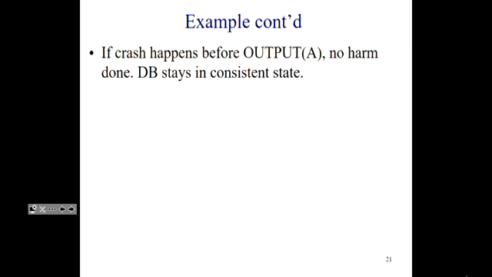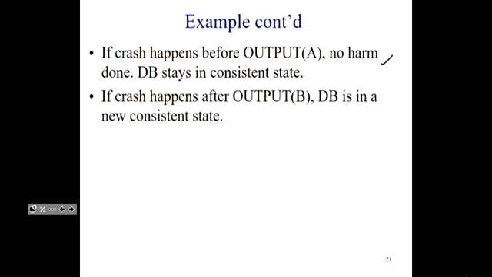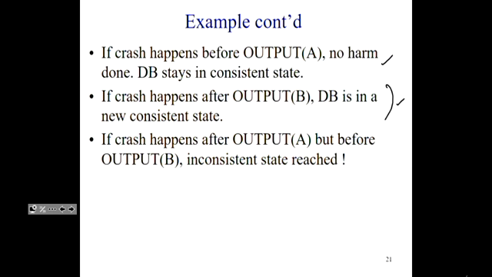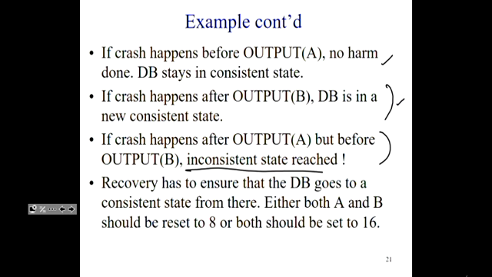So like I said, if the crash happens before output A, then no harm done. The database stays in the consistent state. If the crash happens after output B, then once again you're okay because the database is in a new consistent state. If the crash happens after output A but before output B, then you're in an inconsistent state. So this is a case that we want to catch and recover from. So recovery has to ensure that the database goes to a consistent state.